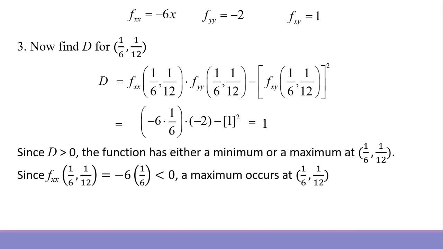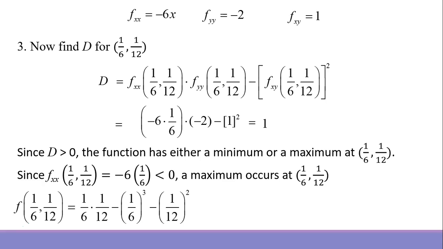So since d is positive, that means our function either has a maximum or a minimum at this point. To determine which it is, we look at the value of f sub x at that point. So f sub x when x is 1/6, -6 times 1/6 is -1, which is less than 0, which means that this point represents a maximum value.